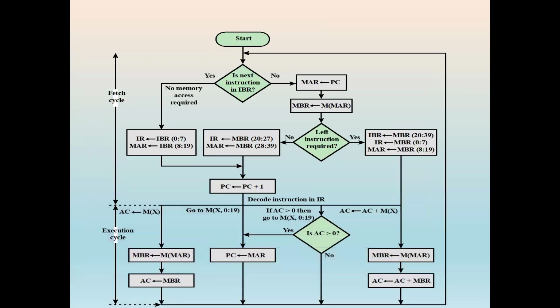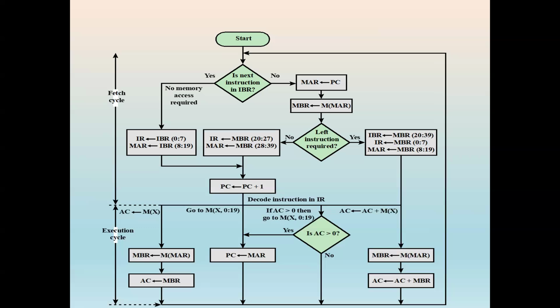So normally the IAS operates by repeatedly performing an instruction cycle, as we can see in the diagram given to us. We can see we start an instruction. Is the next instruction in the IBR? If no, then we have to go to the MAR and get a program pointer. If yes, then no memory access is required. Then we follow this step. So again, the IAS operates by repeatedly performing an instruction cycle as shown in the diagram.